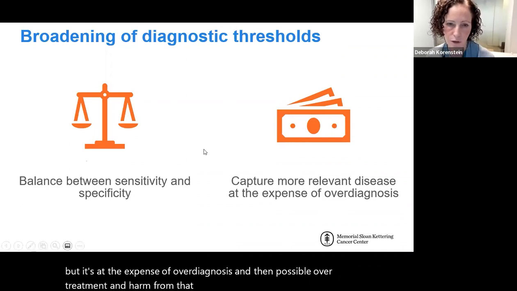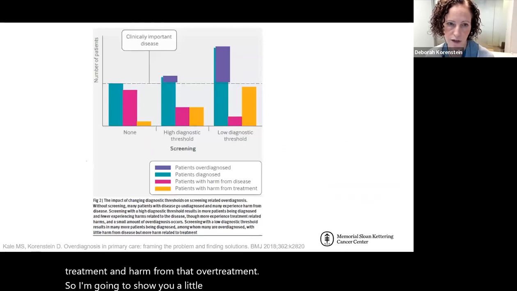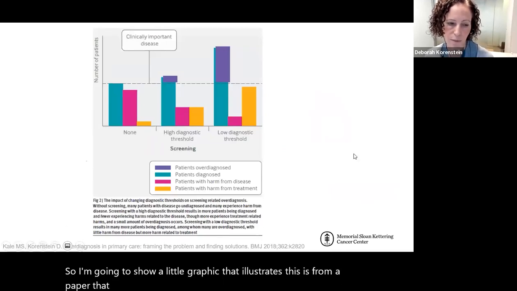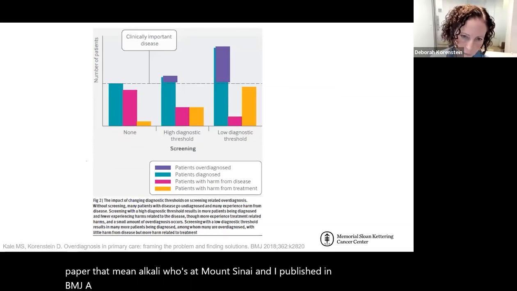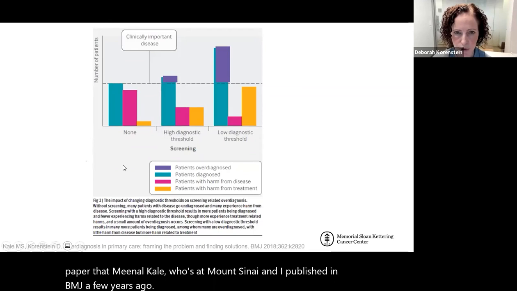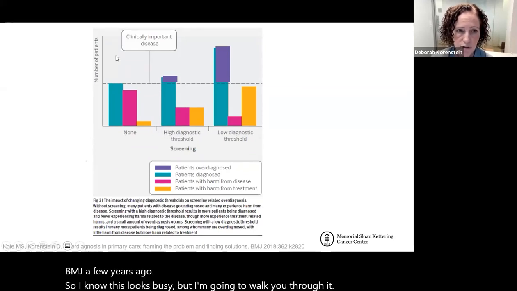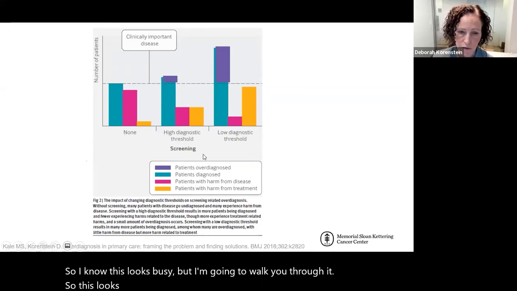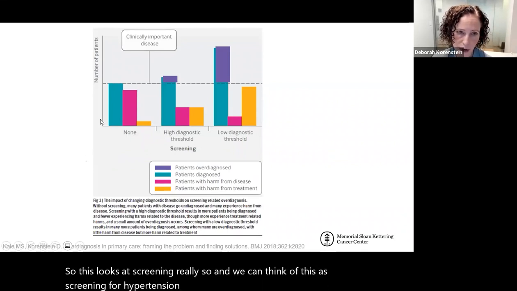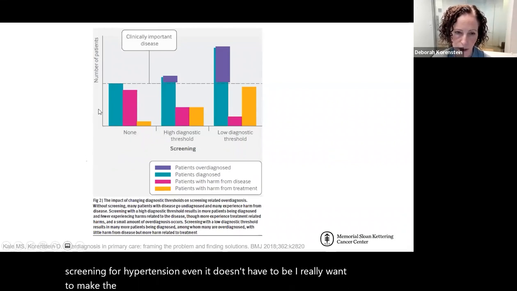So I'm going to show you a little graphic that illustrates this. This is from a paper that Meenal Kale, who's at Mount Sinai, and I published in BMJ a few years ago. So I know this looks busy, but I'm going to walk you through it. So this looks at screening, really. And we can think of this as screening for hypertension even. I really want to make the point that this doesn't have to be about cancer.